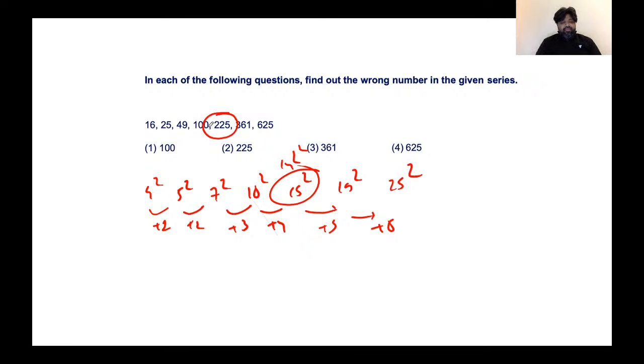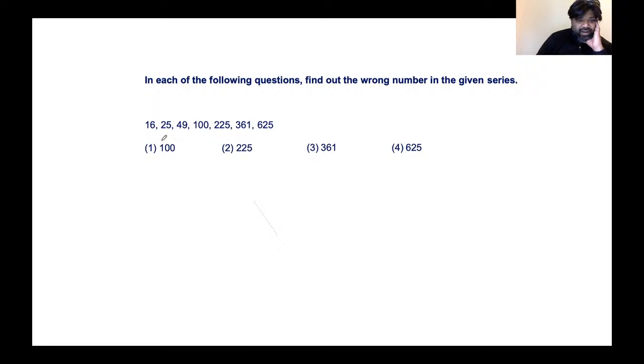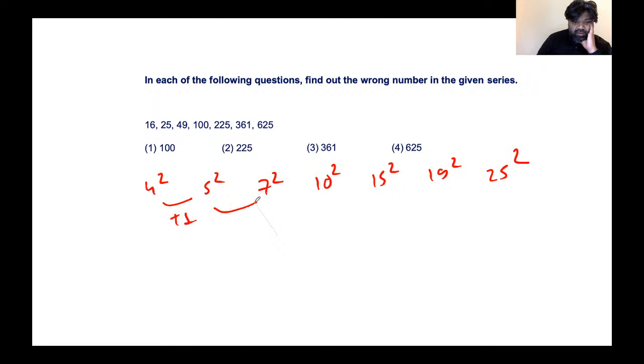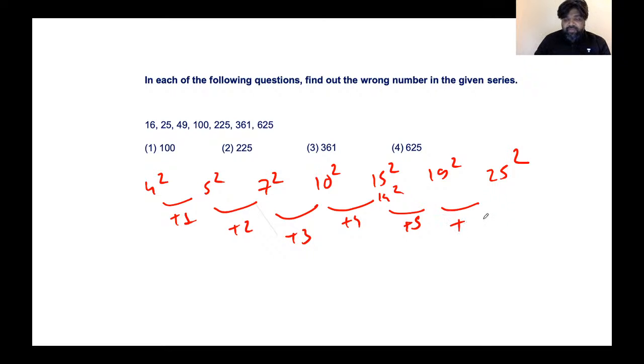Is it clear, guys? Please see again. All of them are written as a square. So this is 4 square, then 5 square, 7 square, 10 square, 15 square, 19 square, and 25 square. This will be plus 1, this will be plus 2, this will be plus 3, then this should have been plus 4, then this would have been 14 square, then plus 5, and then plus 6. Everything is sorted. This is wrong. इसकी जगह क्या होना चाहिए था? 196. What's wrong? 225. So what's the odd one out? 225. Clear है?